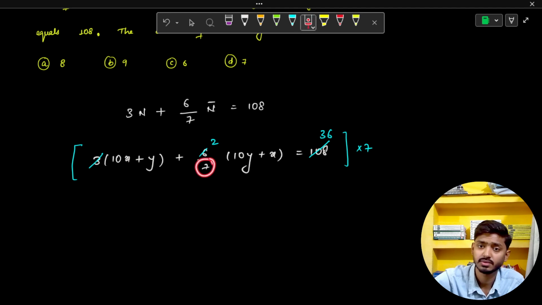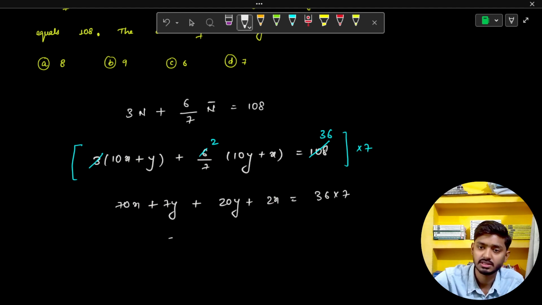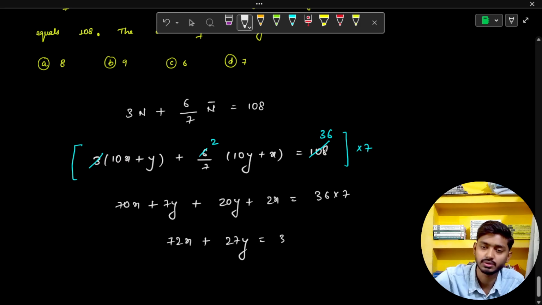Now, there are multiple methods. You can take LCM, whatever. We'll multiply this: 70x plus 7y plus 20y plus 2x equals 36 times 7. If you observe, I have multiplied almost all of them by 7, not this section. Why? Because 7 and 7 get cancelled. We add them, we get 72x plus 27y, which equals 36 times 7.